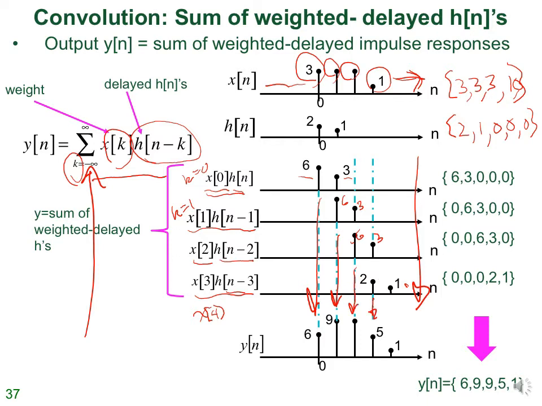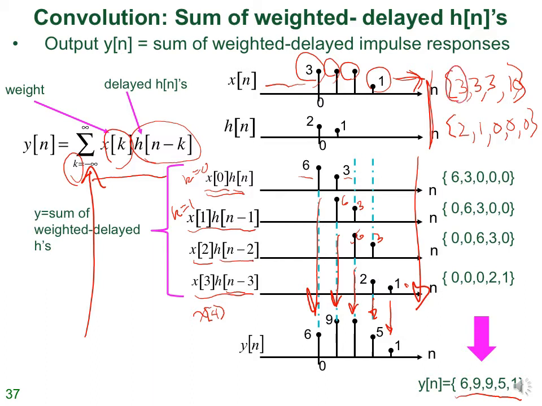And so the convolution is 6, 9, 5, 1. There's a second way to do this, and so we can use this bracket notation. I just do the same thing, and so my first weight is 3, and that multiplies this h of n, so I get a 6, 3.